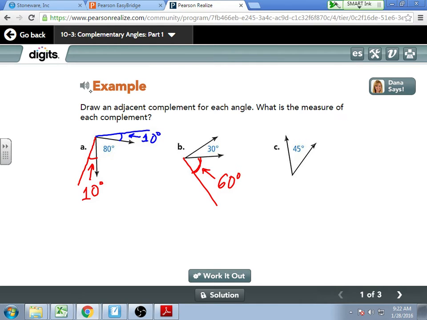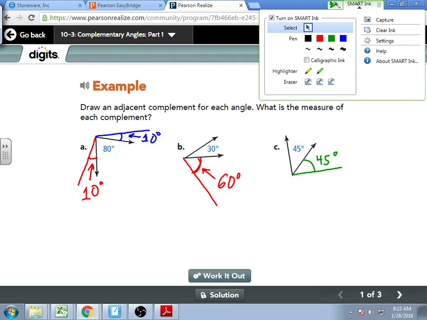And Brennan, what about C there? How big would that complement have to be? 45. Be careful because, and we just saw it happen twice, your brain wants you to go to 100. Your brain is like, oh, 100 is nice, but with angles, 90 is a quarter turn. So complementary angles make a quarter turn together.